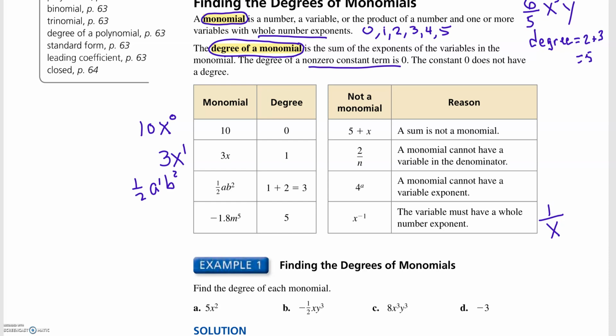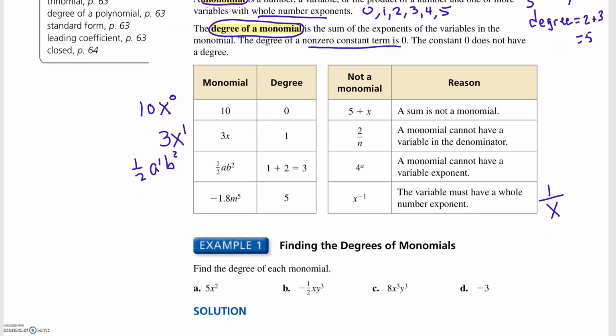Okay. Those are the powers on the variables. We can't have a variable as an exponent. So things like 2 to the x power are not monomials. Okay. Things like x to the 1/2 power, not a monomial.